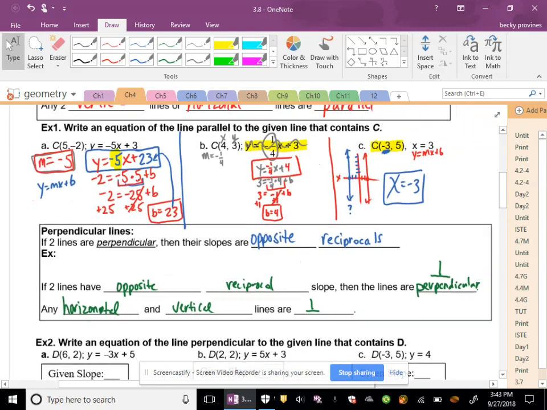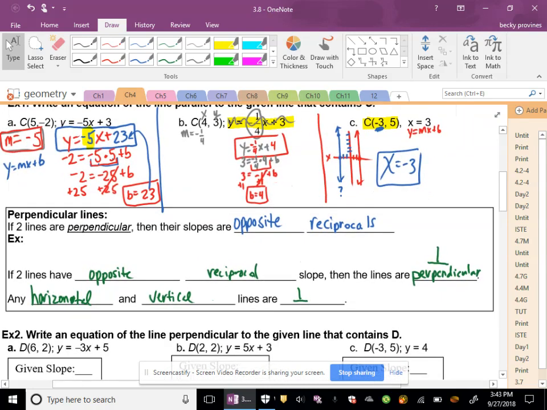Now, the next part, we have a bunch of blanks. Let's fill them in. Perpendicular lines. Now, first of all, there is a symbol for perpendicular. It looks like a big upside down capital T. And the word perpendicular is a pretty long word. So if you want to use the new symbol, you're free to do that. If two lines are perpendicular, then their slopes are opposite reciprocals.